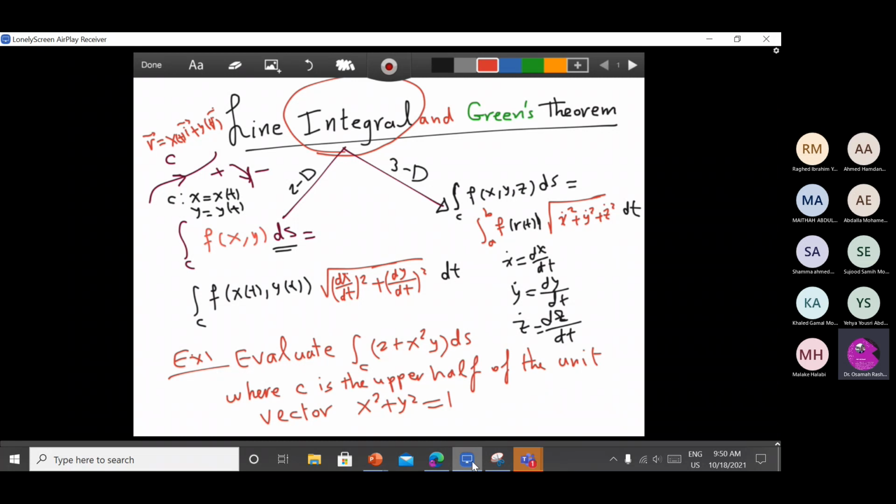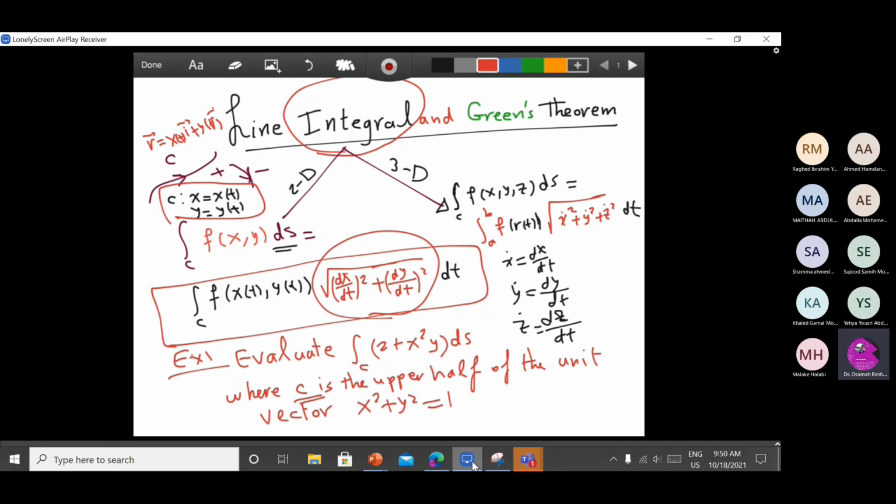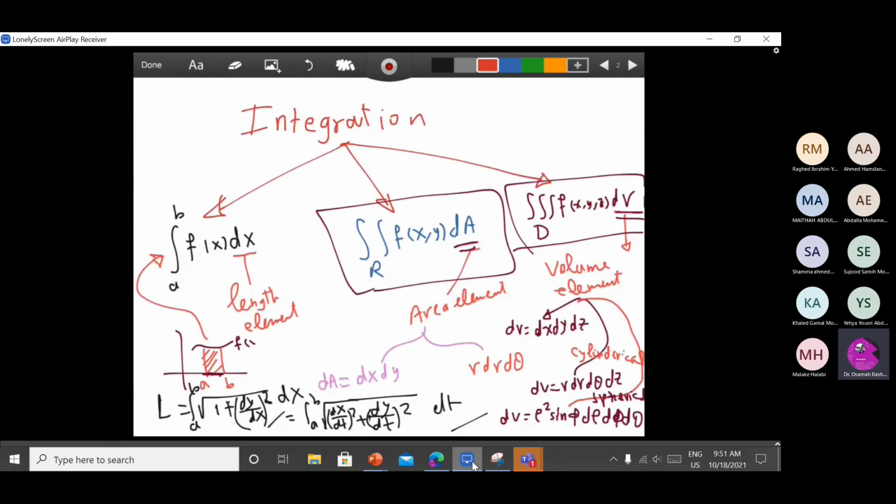Now I have to sketch C, and I have to get the parametric equation of this C. Otherwise, I cannot find the line integral. So first of all, I have to graph C, get the parametric equation of C, and then get the arc length: dx by dt and dy by dt, square both of them, add them together under the root, and then put it in this formula. Let's do it.